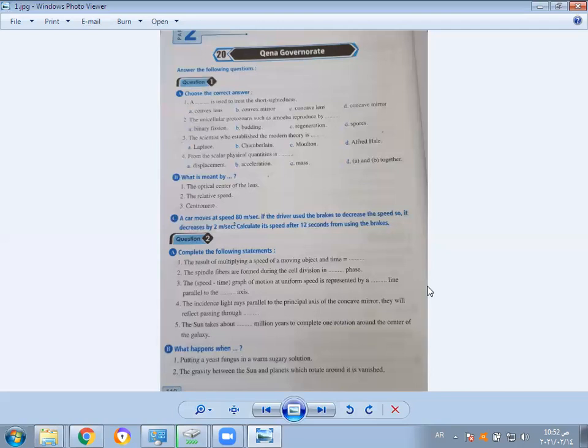Number 5, and the last question. The sun takes about 220 million years to complete one rotation around the center of the galaxy.